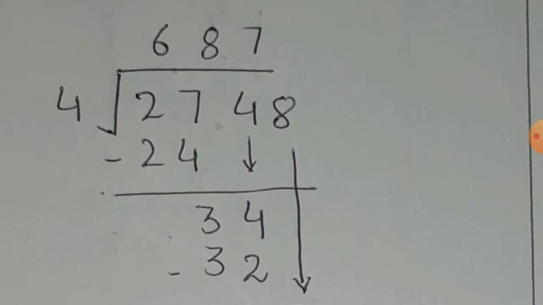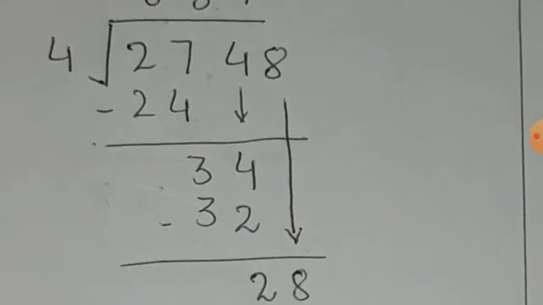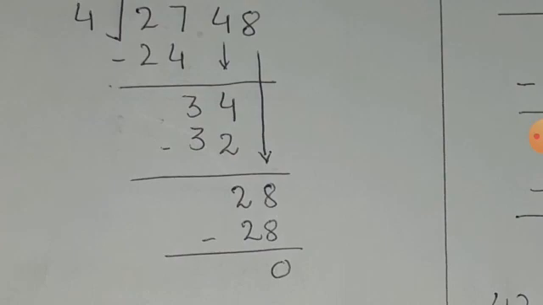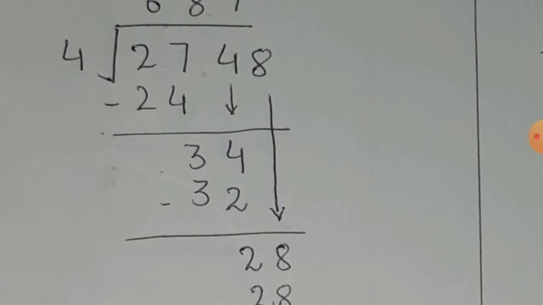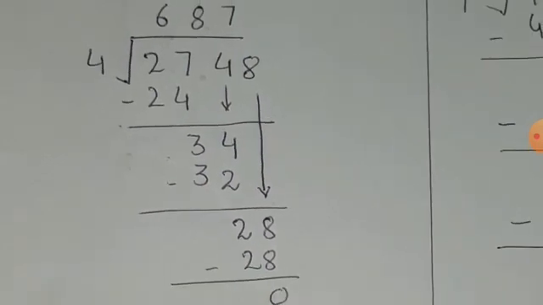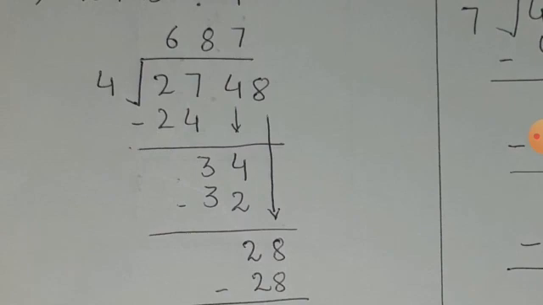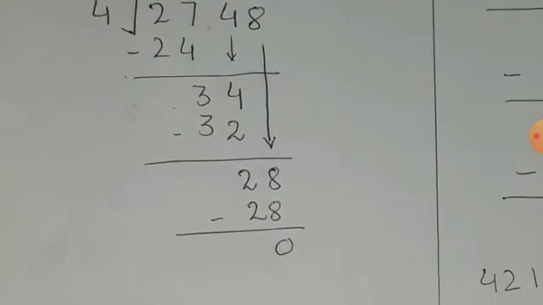Find the number in the table of 4 that is less than or equal to 34. 4 8s are 32. We will subtract 32 from 34. We will get 2. And we will write 8 with 2. Again we will find the number less than or equal to 28. As we know, 4 7s are 28. And then the same pattern, 28 minus 28, we will get 0 as remainder.